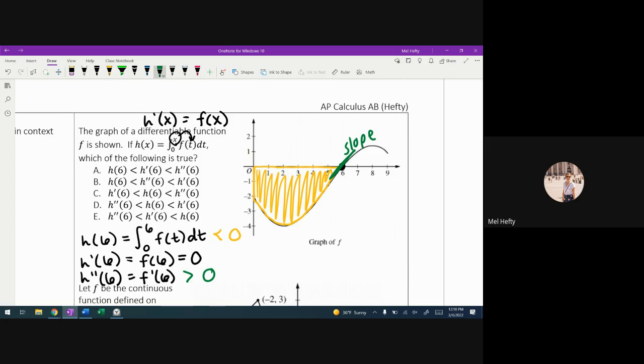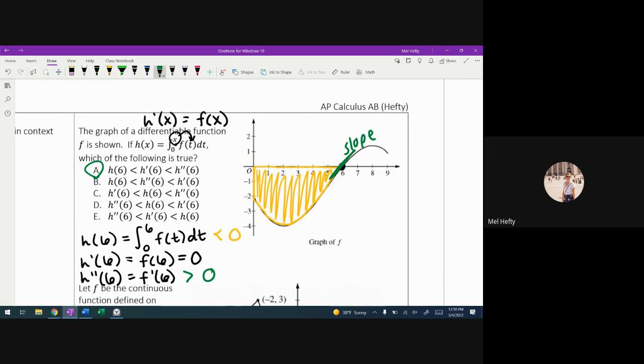Let's see if your eyeballs are good enough. What is the answer to this question? All right, we want h, then h prime, then h double prime. That sounds good to me. The first one. Yeah, we said less than 0 because all of that area is below the x-axis. We could have gone even farther. I would be pretty convinced even if they asked for h of 9, that would still be negative because the yellow part is bigger than the other part. But they're going to keep it pretty convincing.